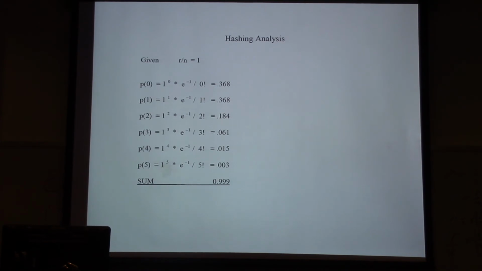They're unlikely things. So therefore, we can expect 37% of the slots to have exactly one record hashed to them. So 37% of the slots will have no collisions. They will have a single record. But 18.4% of the slots will have two records hashed to them, which means the first one that goes in will be fine, but the second one will collide.